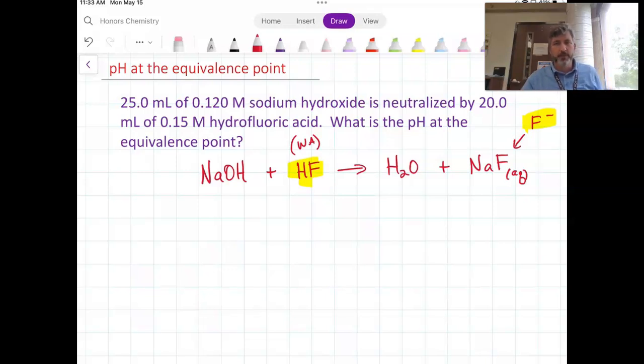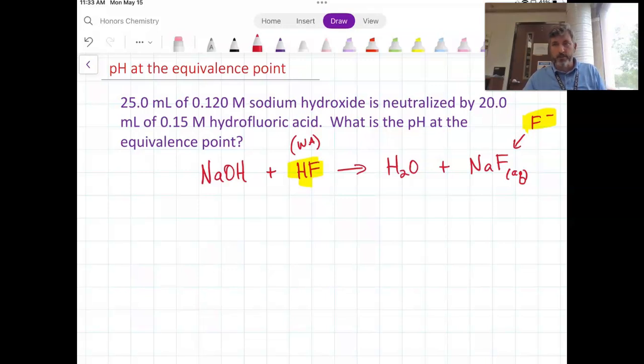And that's what's going to cause our pH to go in the basic range at the equivalence point. So even though we've neutralized the sodium hydroxide with the hydrofluoric acid, we've produced a base. And that base will produce hydroxide. And so even though we use the term neutralized, we don't have a neutral pH.